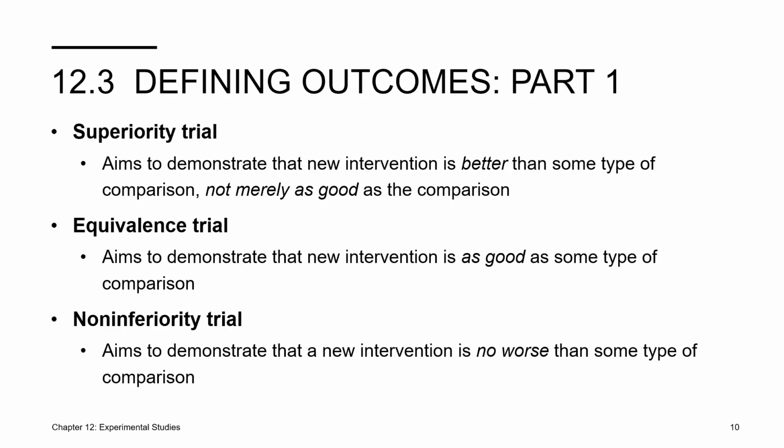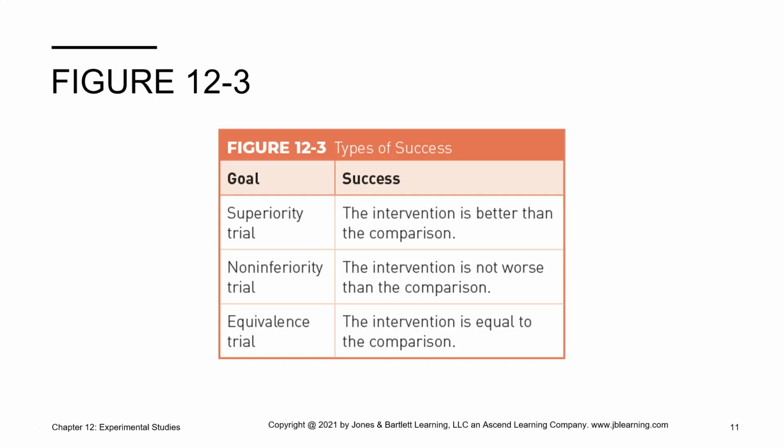Versus an equivalence trial, where you're aiming to show that the new intervention is as good as the previous intervention. So you're not so concerned with whether or not it's better, but you want to make sure it's as good. Versus a non-inferiority trial, which aims to demonstrate that a new intervention is no worse than some type of comparison. And so Figure 12.3 just goes over these types of trials I just covered.